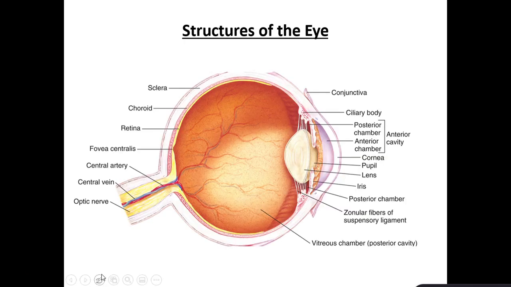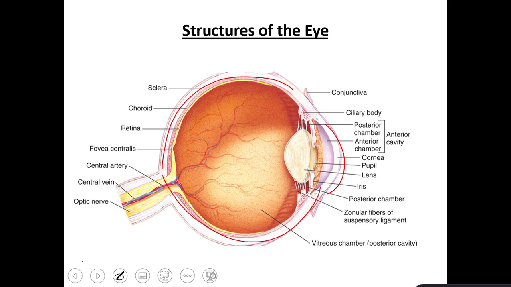Now, quickly, let's go ahead and review the anatomy of the eye. Remember that there are three tunics. The fibrous tunic has the cornea in the front and sclera behind. And attached to the sclera, we have the extraocular muscles that help to look at different directions.